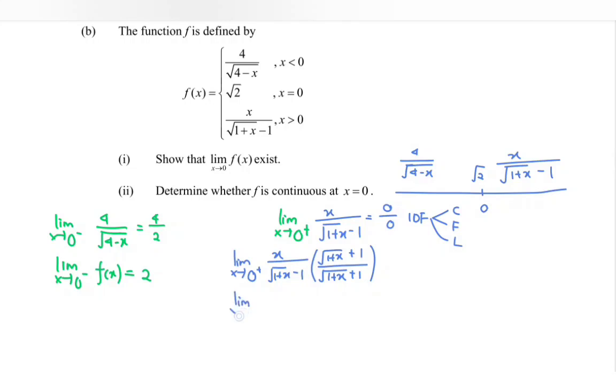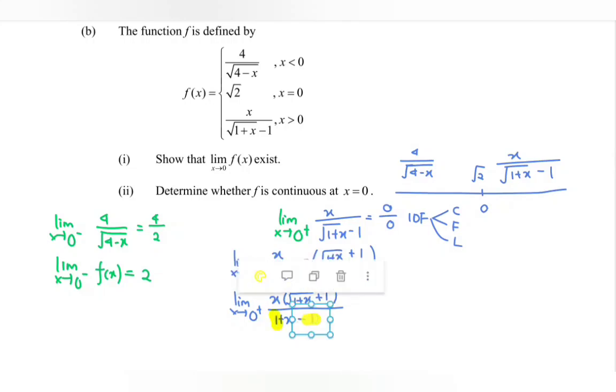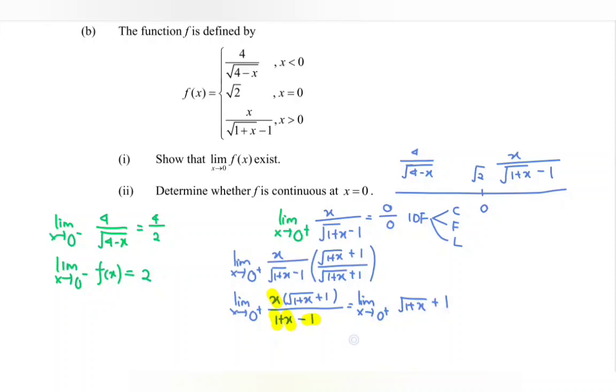So limit when x approaches 0 from the right, we will have x bracket square root of 1 plus x plus 1 over 1 plus x and then minus 1. From here, we notice that we can eliminate this part as 0. Then x over x gives 1. So limit when x approaches 0 from the right, we have square root of 1 plus x plus 1. The limit when x approaches 0 from the right for the function f(x), the value of y approaches 2.